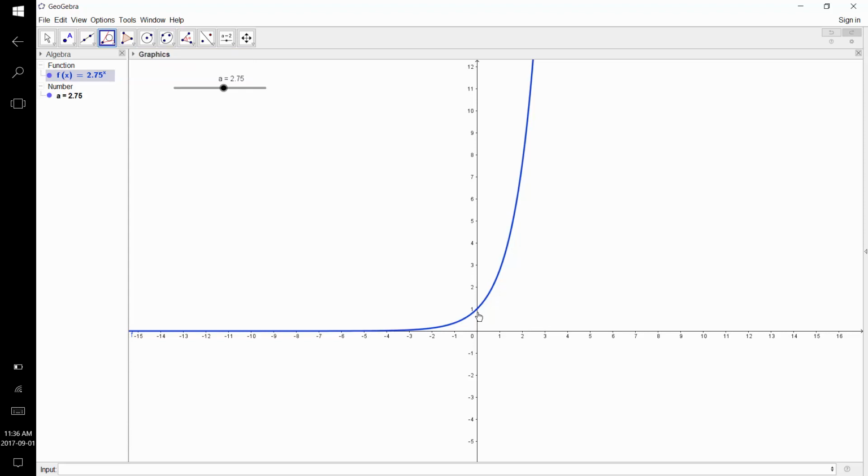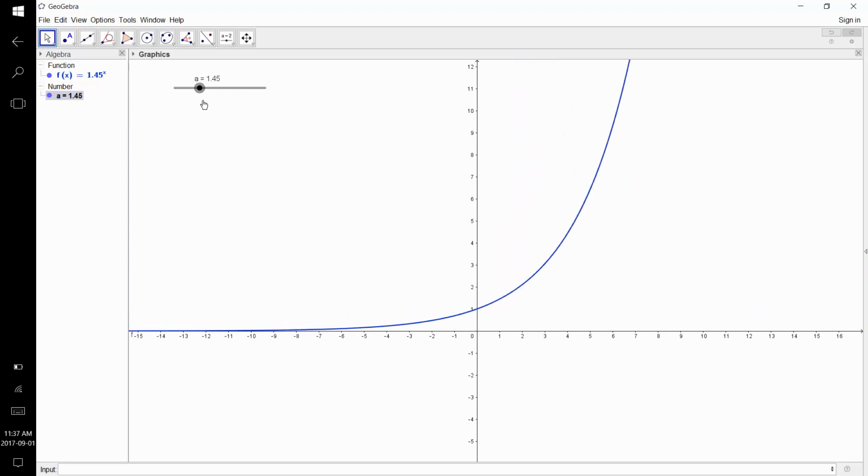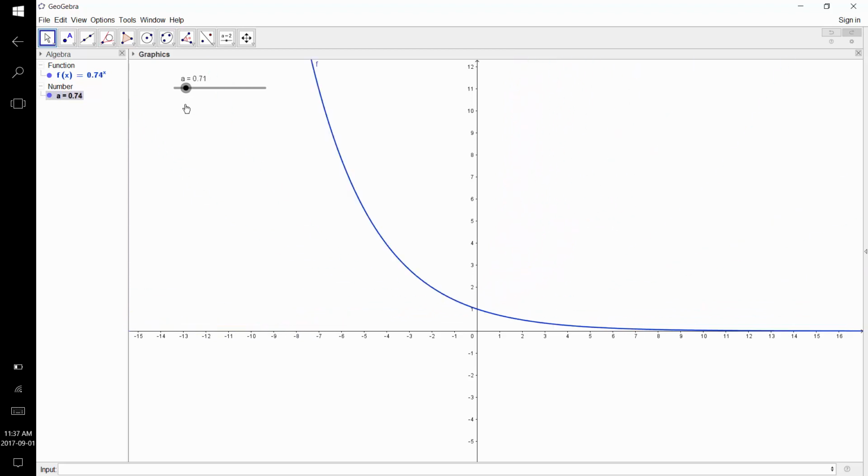So you could try to construct the tangent to that line, and you would see that the tangent to that line would have slope 1. So as you play around with the value, you can see what happens as you move that slider back and forth. Okay.